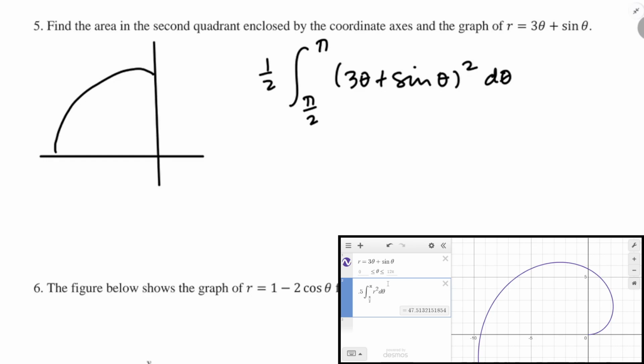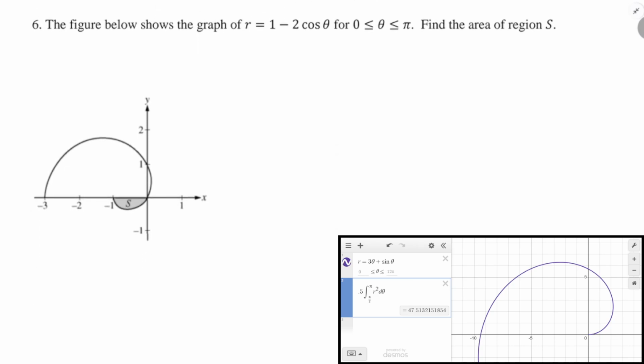47.513. Yeah, that's what I got last time. All right, so yeah, that works. That's nice. But I'm not sure what would happen if you had more than one r defined there. So I would be careful with that strategy.